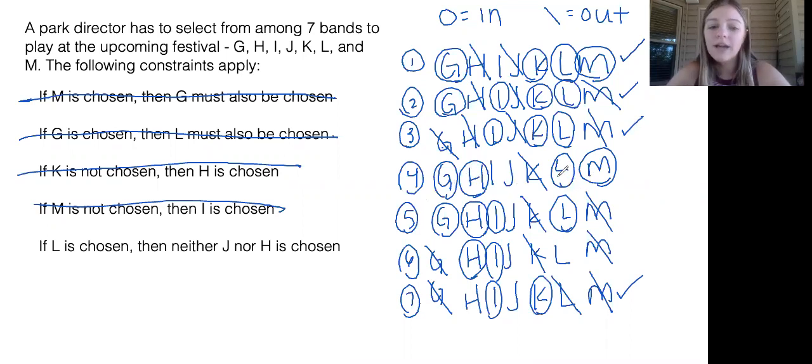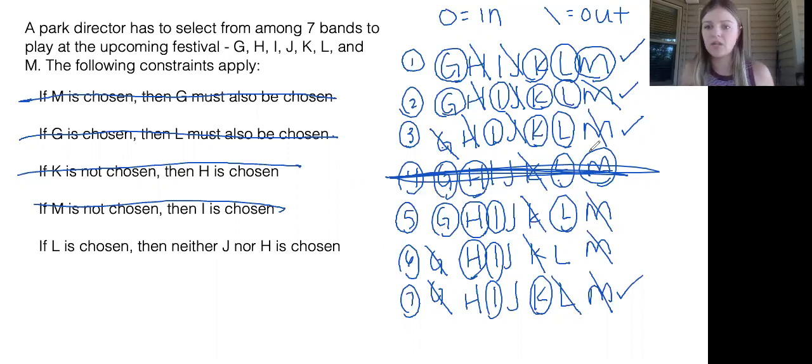So because L is chosen and because the rule says that J and H then cannot be chosen, this violates our last rule, which means that it dies. It cannot happen because every world that we've created has to abide by all of our rules. It can't just pick and choose. So because it violates that last rule, it can't happen. So we don't care about that world anymore.